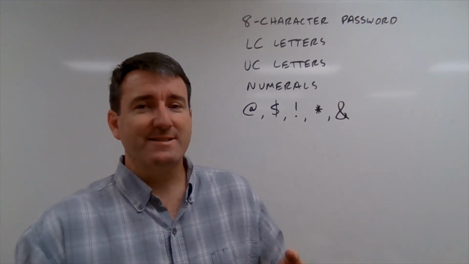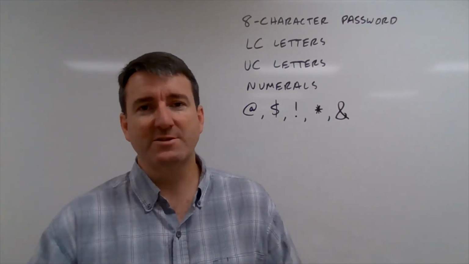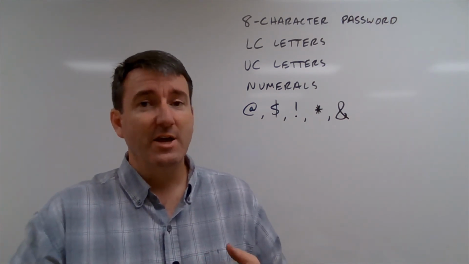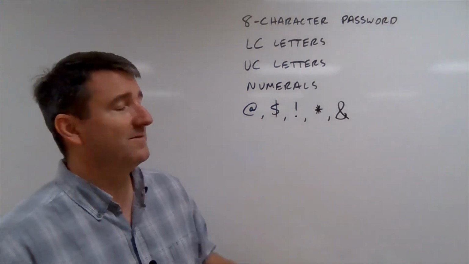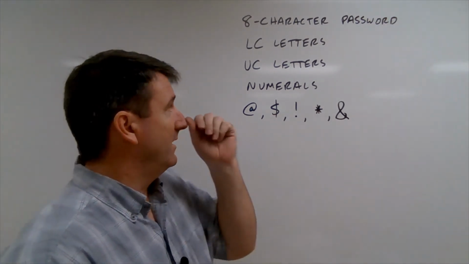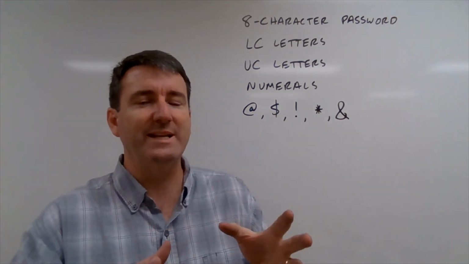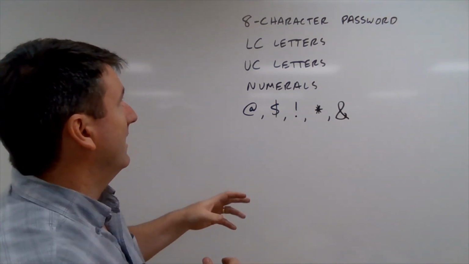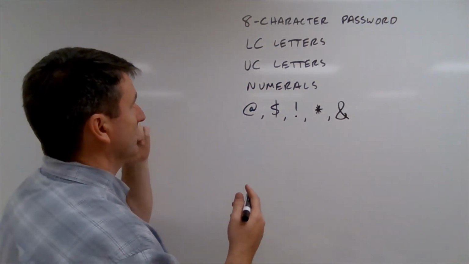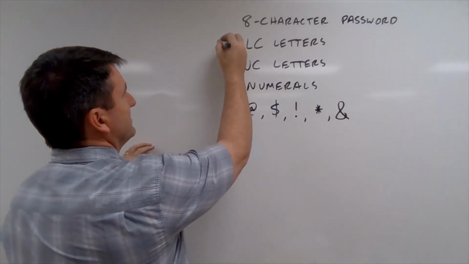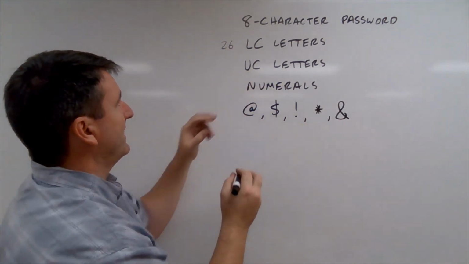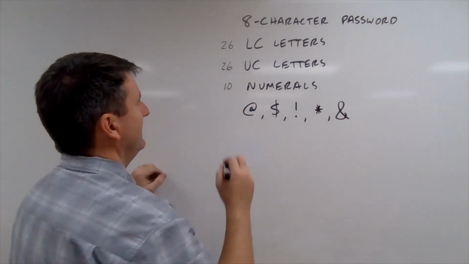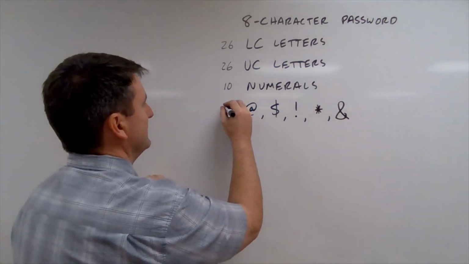Our last example asks us how many 8-character passwords are possible if we can use lowercase letters, uppercase letters, numerals, and these 5 special characters. So the first thing we need to do is figure out how many different choices we have for each of our characters in our password. And so for lowercase letters, there's 26 of those. Uppercase letters, there's another 26. Numerals, that's 10. And there's 5 of these special characters.